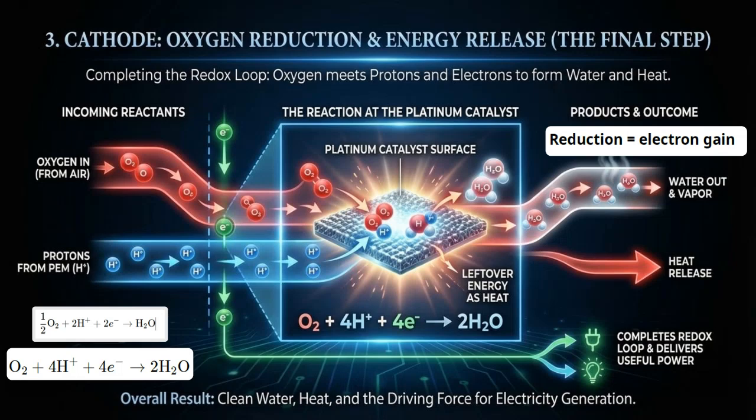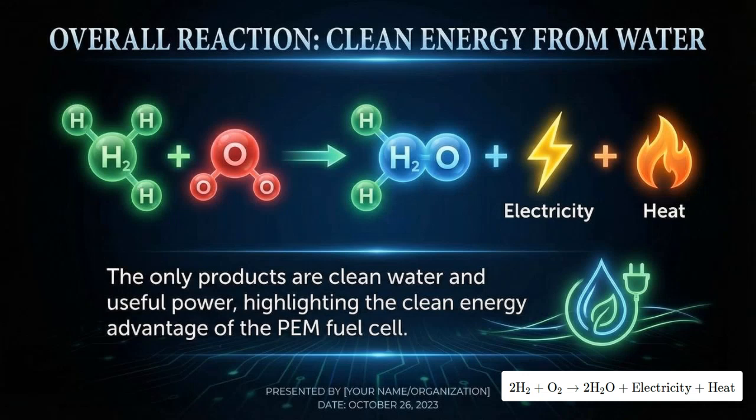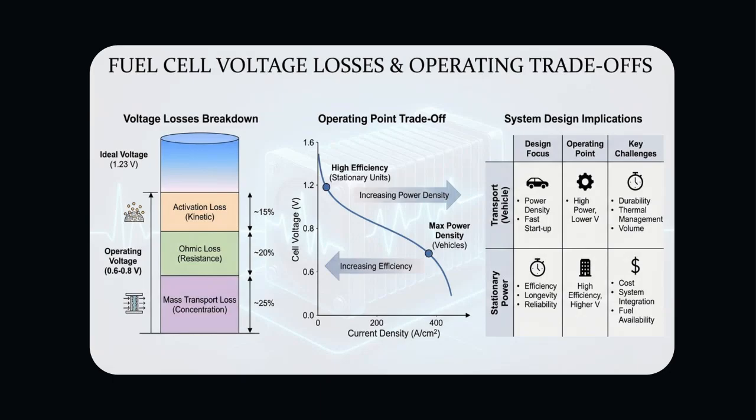If you write it for a single oxygen atom, you get the half reaction, and for a full O2 molecule, you get the complete cathode reaction. The end product at the cathode is water, sometimes liquid, sometimes vapor, along with heat released during the reaction. Under ideal thermodynamic conditions, a hydrogen-oxygen cell should give about 1.23 volts based on Gibbs free energy.